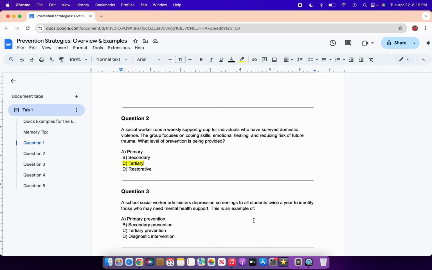So question number 3. A social worker administers depression screenings to all students twice a year to identify those who need mental health support. This is an example of what? So are we trying to prevent something? Are we screening for something? Are we treating something? So are we doing primary, secondary, tertiary, diagnostic intervention?